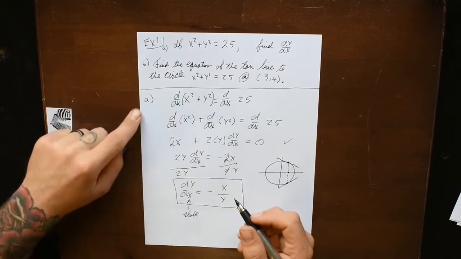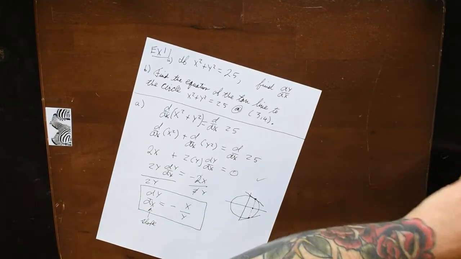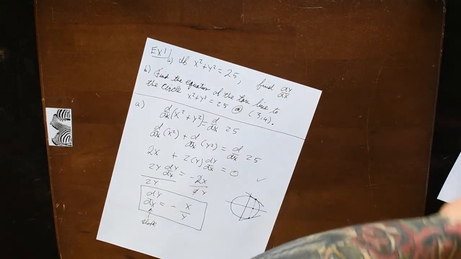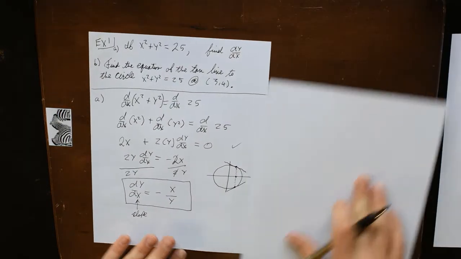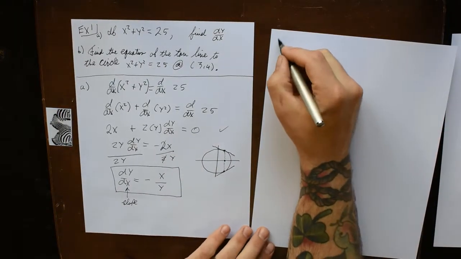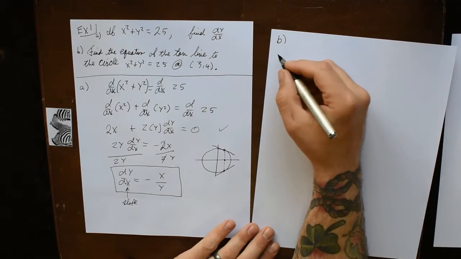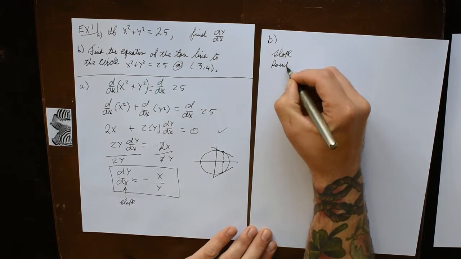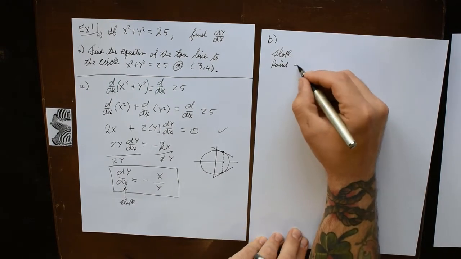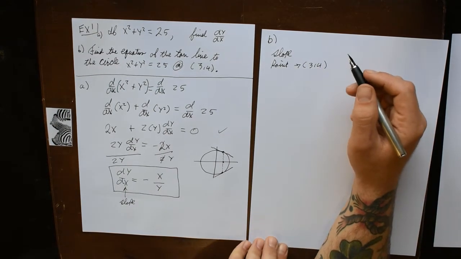So to find, and this is A, to find B, do I have a backside? I do not. For B, well, we need the equation of a line. Lines have two things. They have a slope, and they have a point. The point has been given to us. That's the point 3, 4, and the slope is left to us to find.